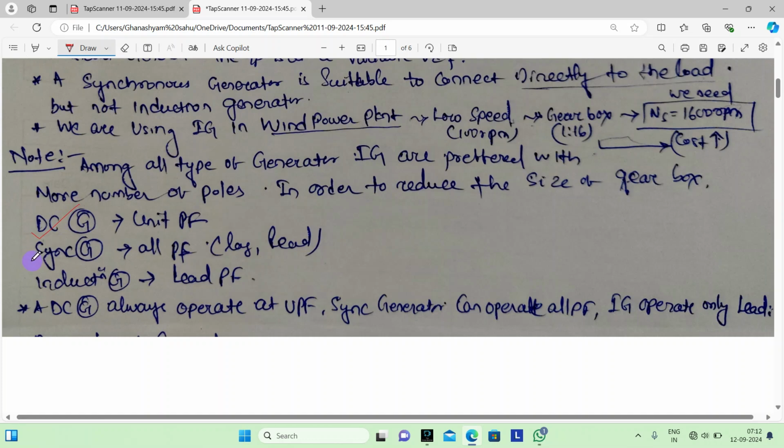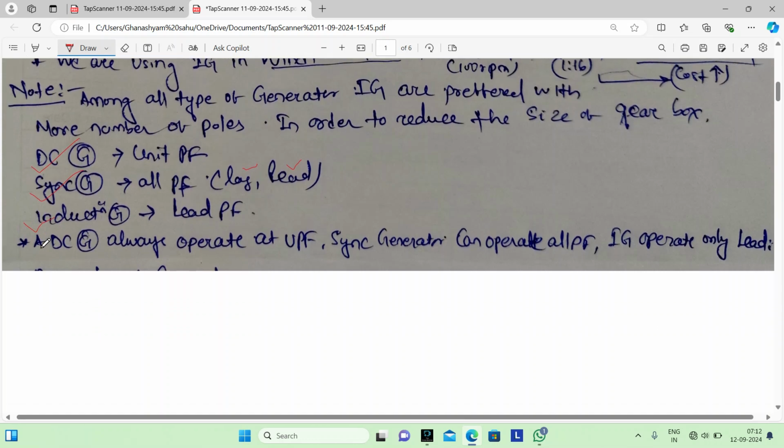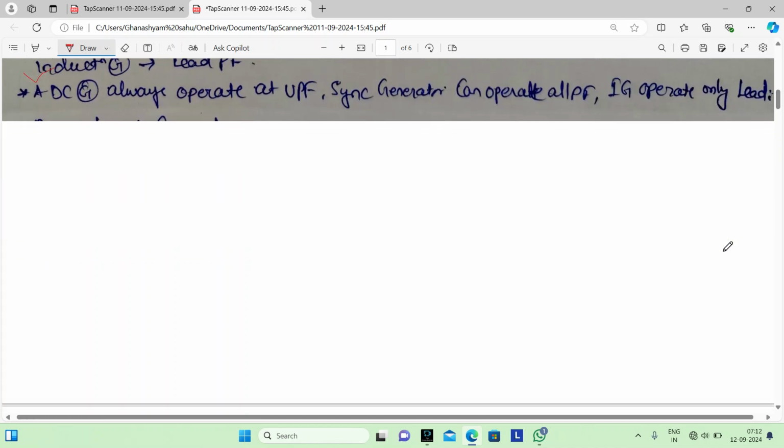And a synchronous generator will operate at all power factors. All power factors means there are two, lagging power factor and leading power factor. So it will operate in both leading and lagging power factor. And an induction generator will operate only at leading power factor. So here I have mentioned: a DC generator always operates at unity power factor, a synchronous generator can operate at all power factors, and an induction generator only at leading power factor.